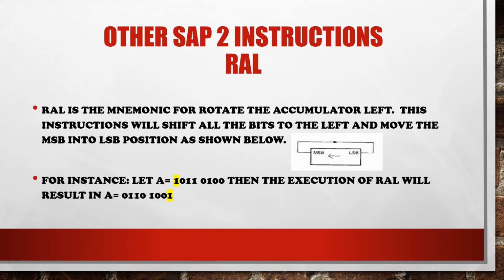For instance, let A be equal to 10110100. Then the execution of RAL will result in A equal to 01101001. So here in the MSB position there is 1. This 1 is shifted into the LSB, which is shown by the yellow color, and all the other bits are shifted to the left. So this much about the RAL instruction of SAP 2.